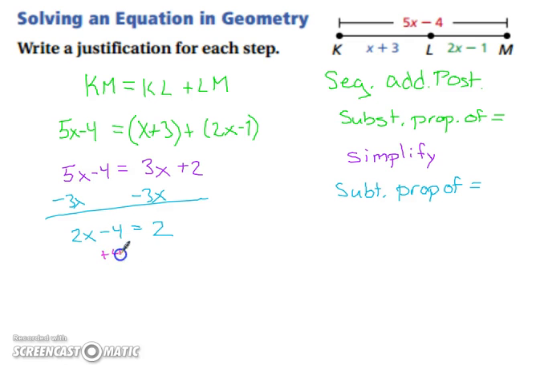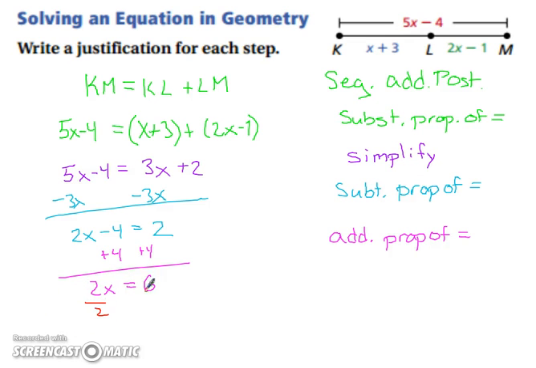And then we can add 4 to both sides of the equation. So we now have 2x equals 6. And that was the addition property of equality.